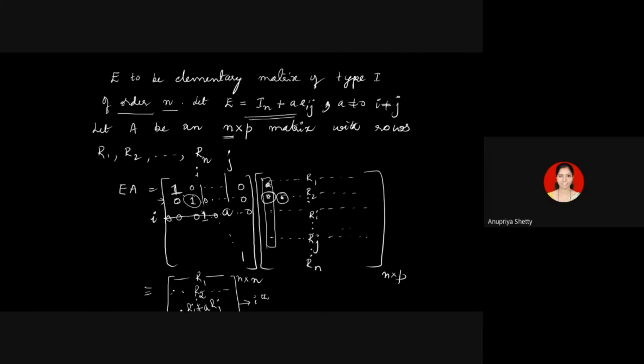So there is a change happening in the ith row. The new ith row of the product EA is the entries of Ri plus A times the entries of Rj, whatever A is given here. And the rest of the rows, if you check, since they have all zeros and only one in the diagonal place, you will get back the same rows. Okay, let me write that matrix neatly in the next slide.